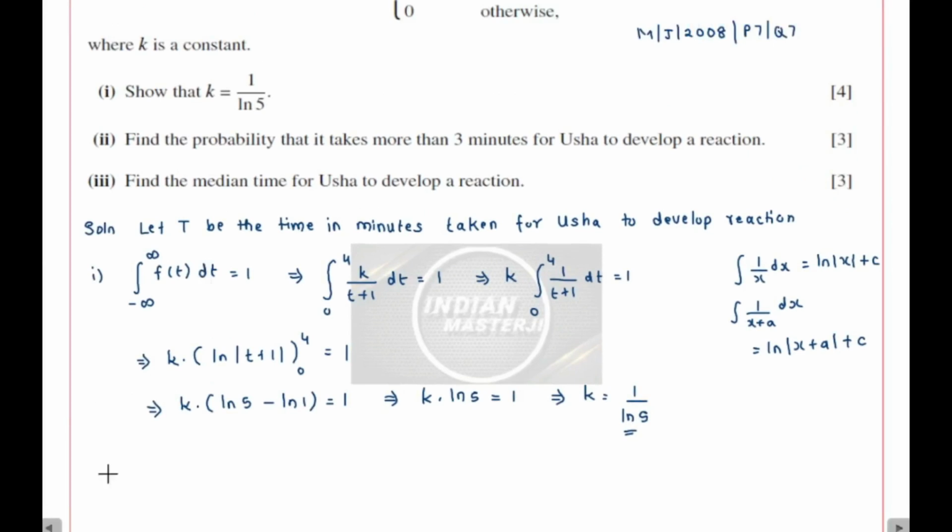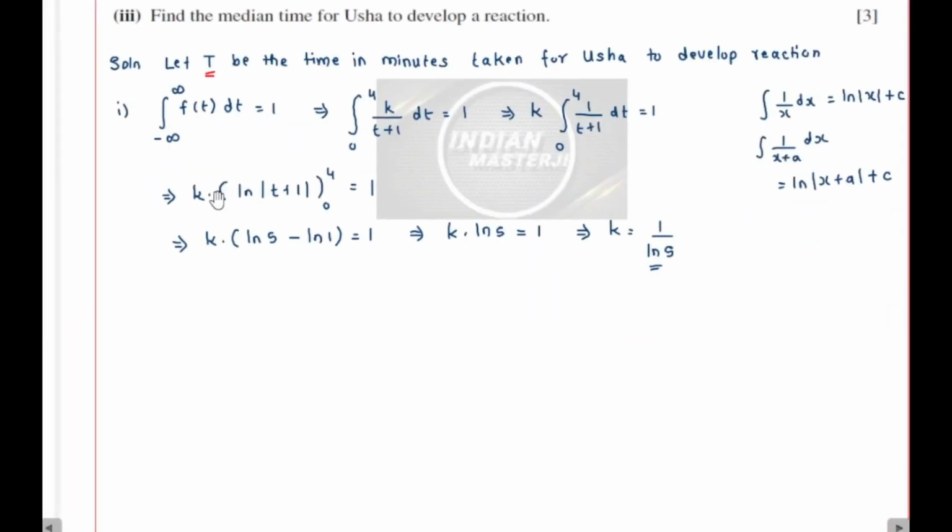Now what is the second part they are saying? Find the probability that it takes more than 3 minutes for Usha to develop the reaction. We had already defined capital T as that particular variable, T being the time in minutes taken for Usha to develop the reaction. So they are asking that T has to be greater than 3. So what is the probability of T greater than 3? They are asking this particular thing.